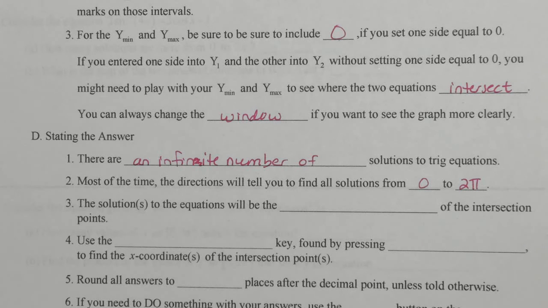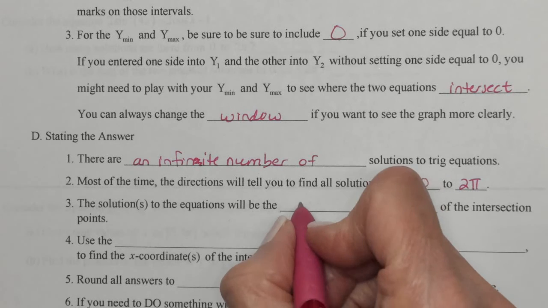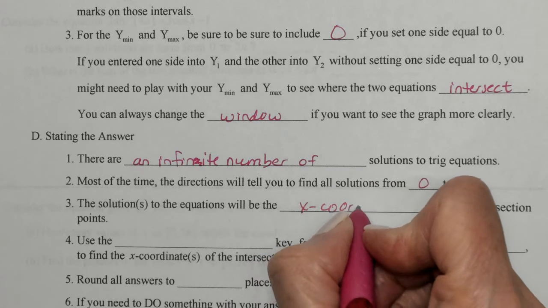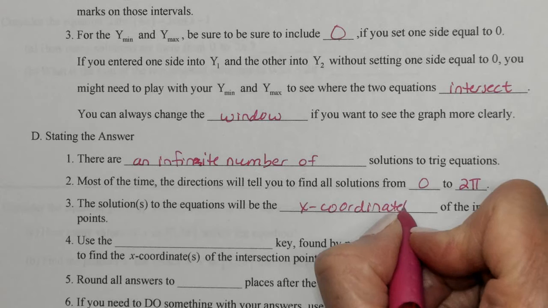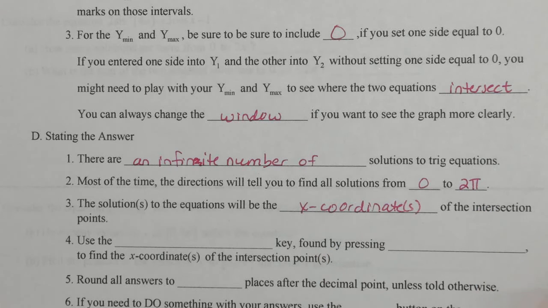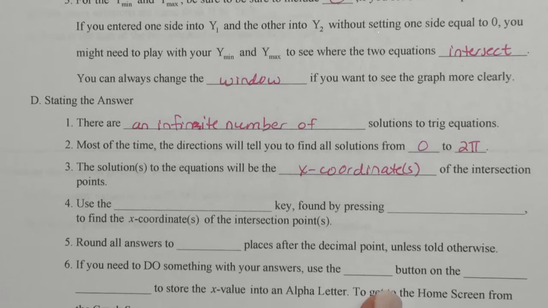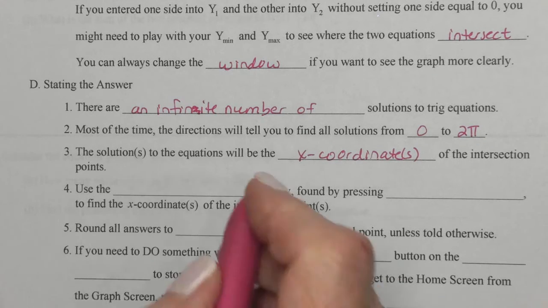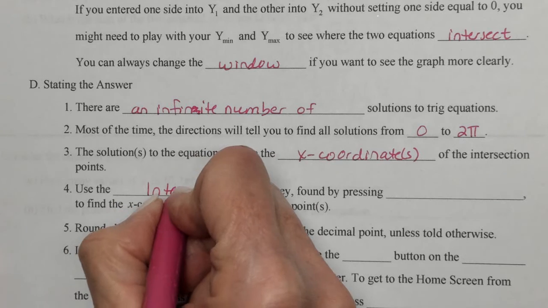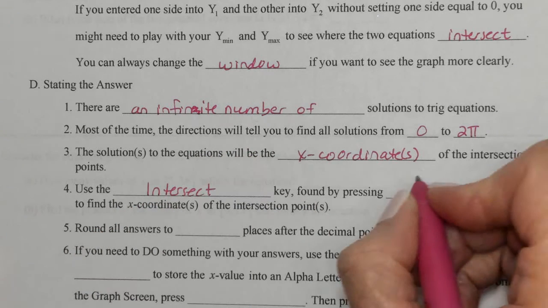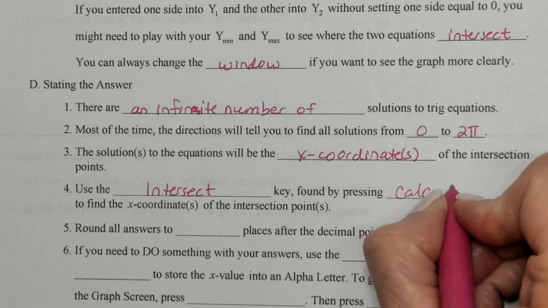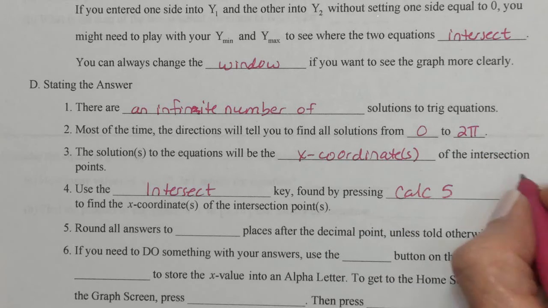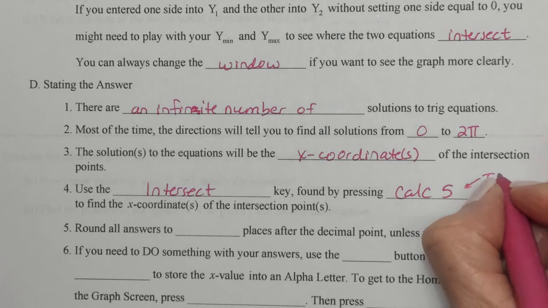The solutions to the equations will be the x coordinate or coordinates of the intersection points. Okay, you are going to use the intersection key or the intersect key, found by pressing second trace on your calculator. You're going to press Calc 5. This is on the TI-84.